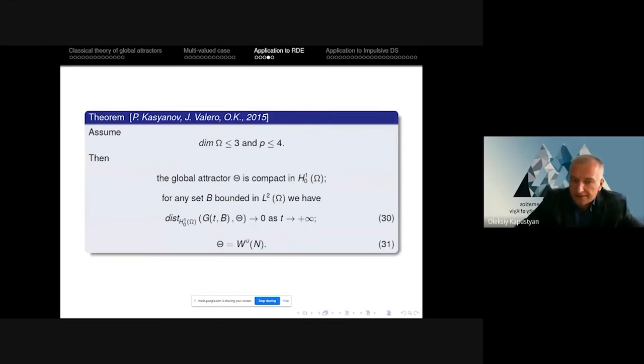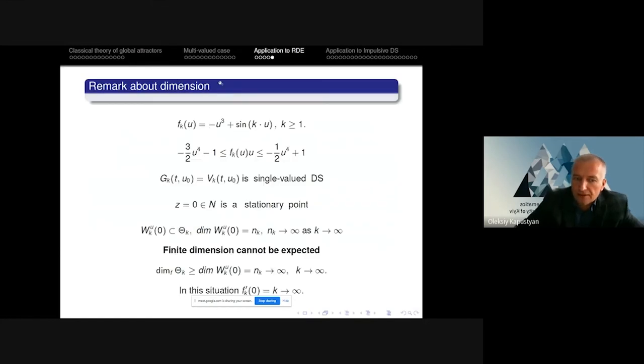Except for dimensionality. What about dimensionality? Unfortunately, finite dimensionality cannot be expected in a non-smooth case. Why? For example, let's consider a function f_k equal to minus u cubed plus sine(ku), where k is an arbitrarily large number. But in fact, growth and sign conditions take place for constants which do not depend on k. So we can speak about the global attractor of the reaction diffusion equation with this function f_k, and G_k is the corresponding dynamical system.